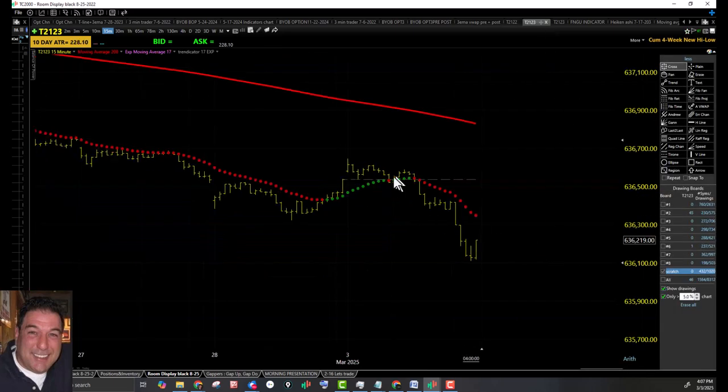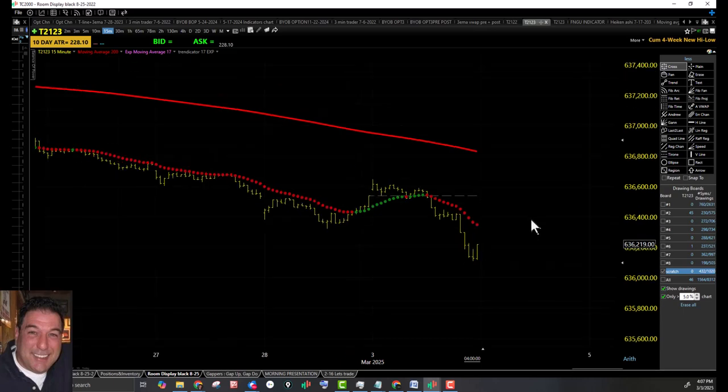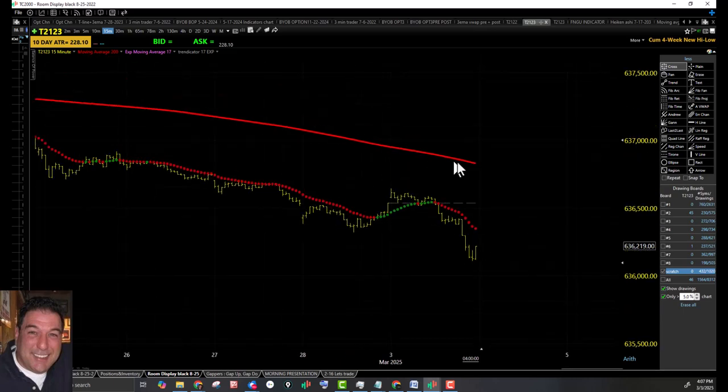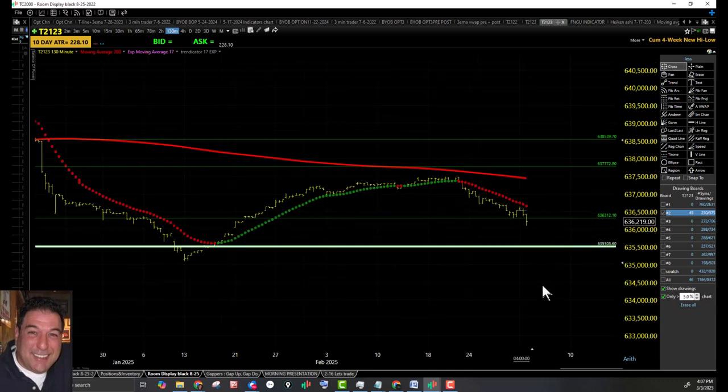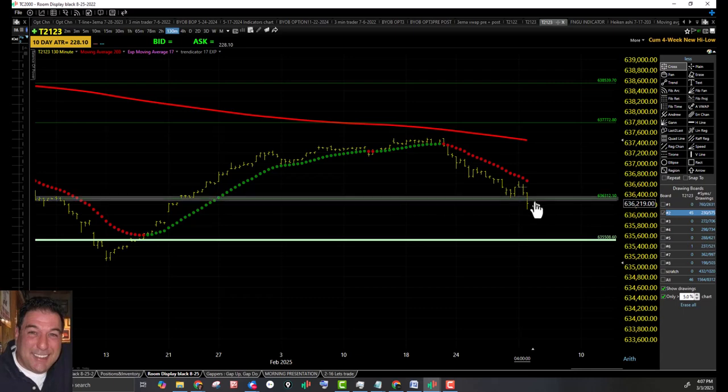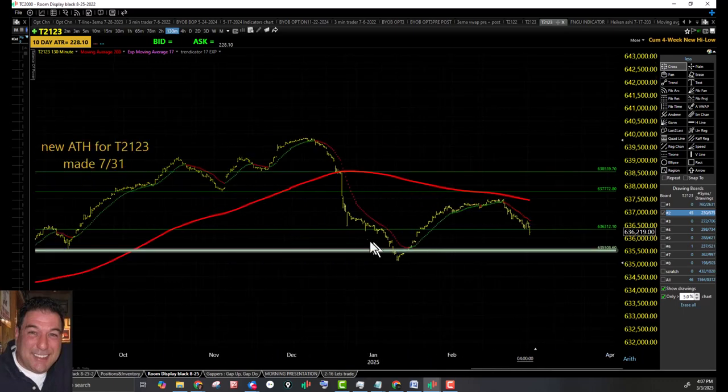T2123 just got a little bit of buying program at the beginning of the day, and then the bears came in and took over. Price action still caught underneath this falling 200 SMA. Same here on the 3-bar. Price action still caught underneath this falling 200 SMA. Price action spiking the prior all-time high right here. Price action is not looking good. Again, moving up and giving it up.